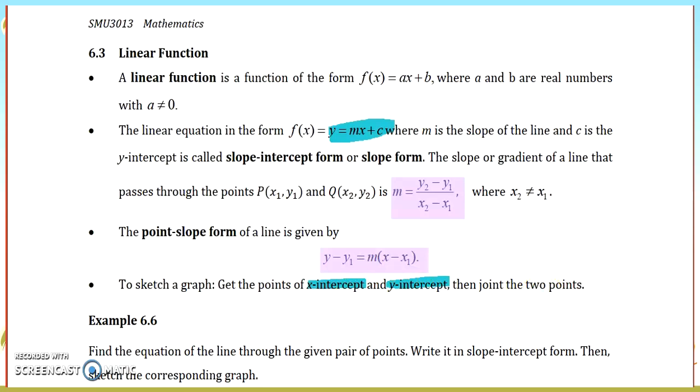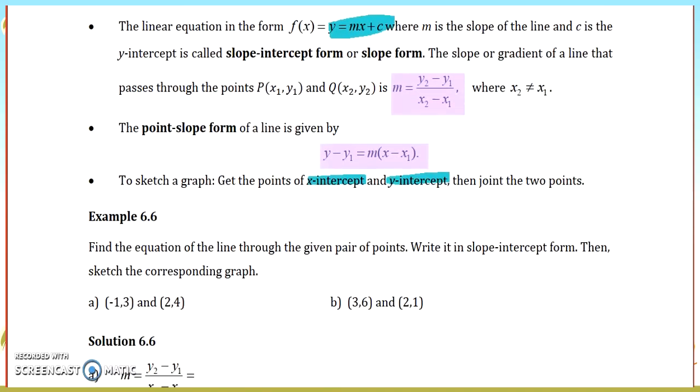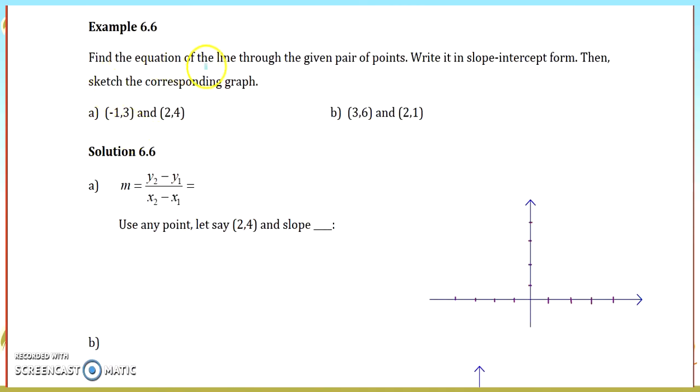Okay, now let's discuss example 6.6. Find the equation of the line through the given pair of points. Write it in slope-intercept form, which means we need to write it in the form y = mx + c, and then we need to sketch the graph. Okay, let's do the first one.